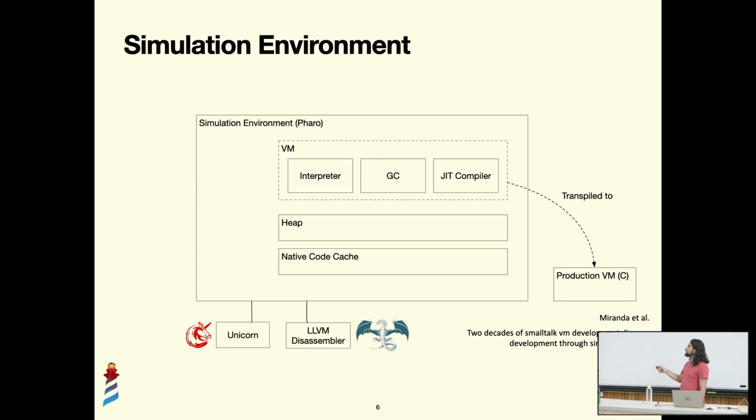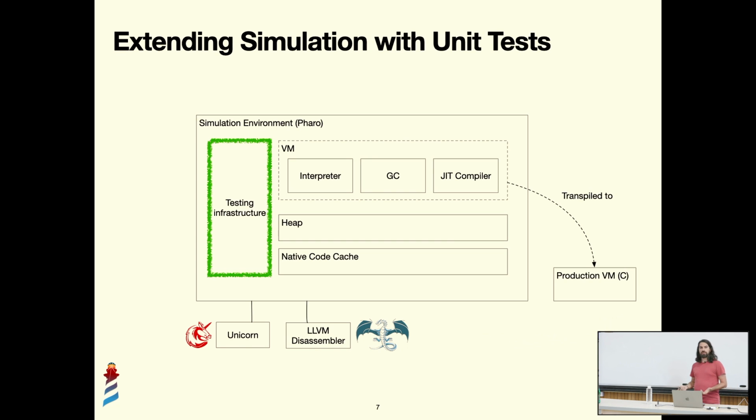So we extended in the last years the simulation environment to use a machine code simulator called Unicorn that supports a lot of different architectures, so it's really handy for that. And with a disassembler that runs on LLVM that can disassemble everything. So this is just anecdotal, but these are the tools that we are using every day to work on the VM. And OK, we wanted to make the ARM v8, and we extended it with a testing infrastructure.